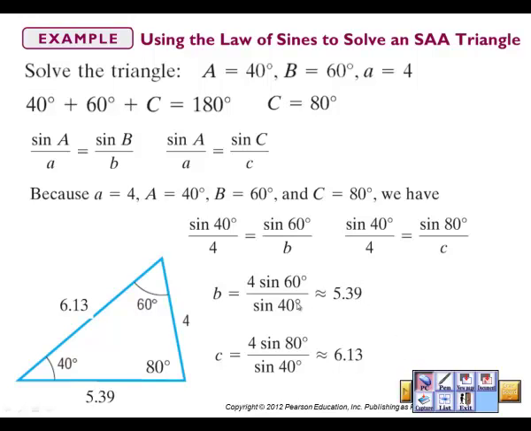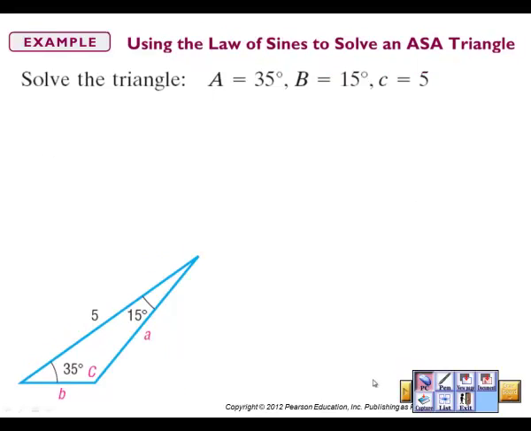Okay, so there are some different ways you can do this, but as long as you get the same answers, that's the answer here. They used sine 40 over 4 to get B, and again they used sine 40 over 4, so they used the original values. You could have used sine 60 over 5.39, technically you could have done that, but you have to be careful with the round off errors, so it's better to just stick with the original values that you were given and work with those.